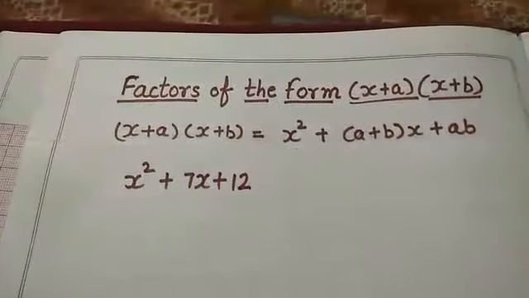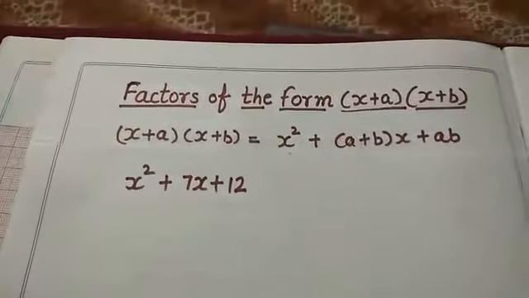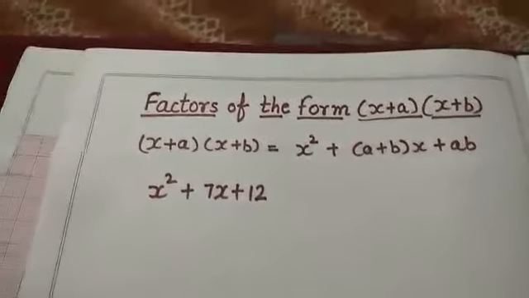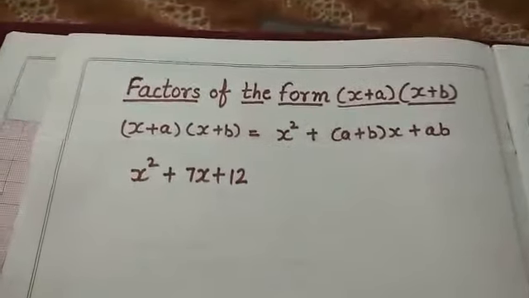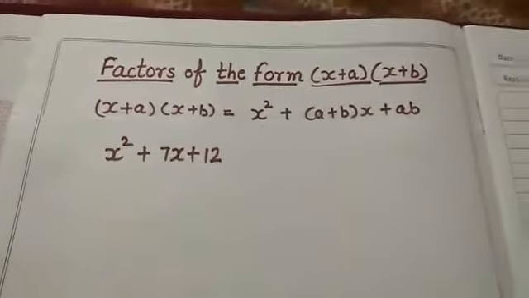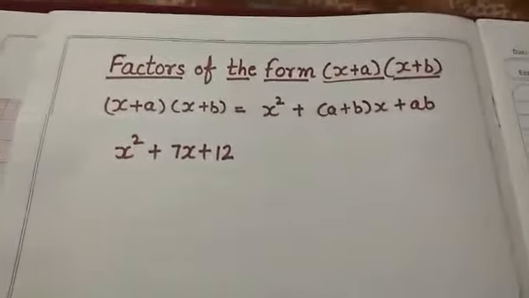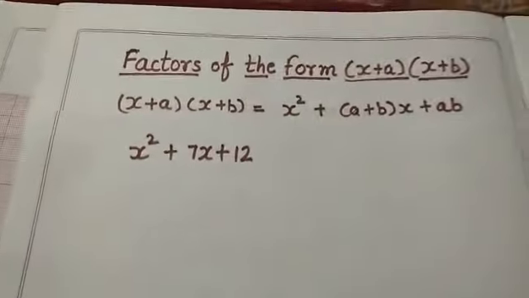Good morning everyone. Children, till now we have done the factorization by using the first three identities. Now we'll be doing the factorization by using the fourth identity, that is in the form of (x + a) into (x + b). Another name for these types of questions is splitting of the middle term.